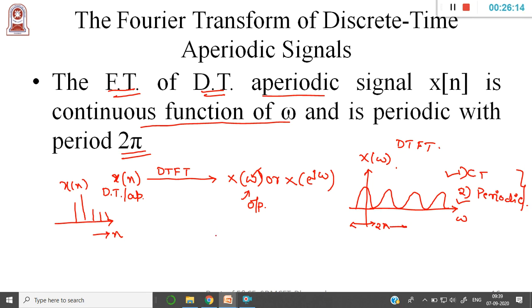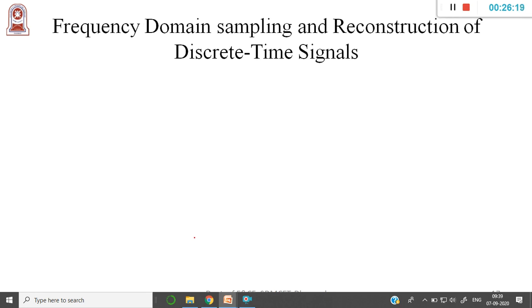Now in the next slide we will go with the relationship between DTFT and DFT. We'll try to understand the detailed equations with respect to the DTFT signal, and the relationship between them. Frequency domain sampling and reconstruction of a signal is mainly based on the relationship between DTFT and DFT, which will be periodic with period 2 pi.